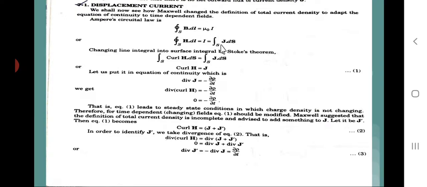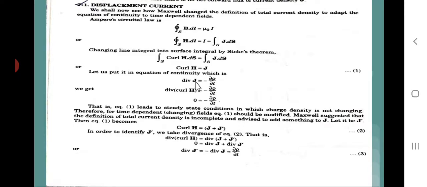Now you know about the Stokes theorem. A line integral is converted to a surface integral. Now by using Stokes theorem, the surface integral of curl of H dot ds, that is this line integral, can be converted to a surface integral, which is equal to the integration over S of J dot ds, or curl of H is equal to J.